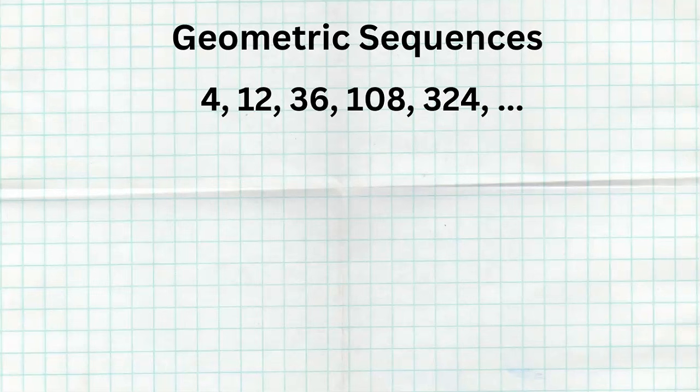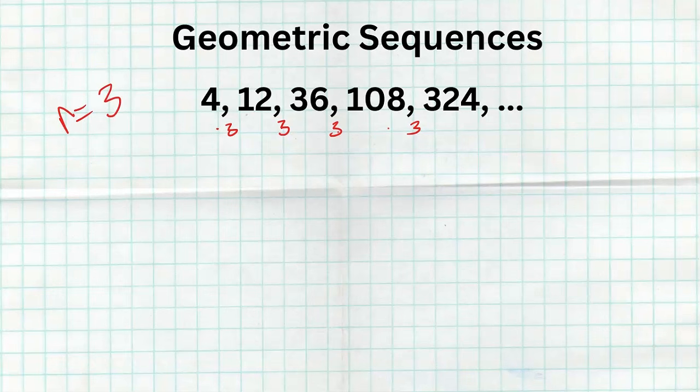So let's look at a quick example of this as well. Here we see we're multiplying by 3, multiplying by 3. Now to find that common ratio, which we call r, all you have to do is divide any two consecutive terms. 12 divided by 4 is 3, 36 divided by 12 is 3, 108 divided by 36 is 3, 324 divided by 108 is 3. We're clearly multiplying by 3 over and over again, which means our common ratio is 3.